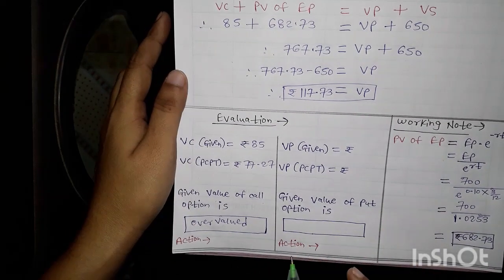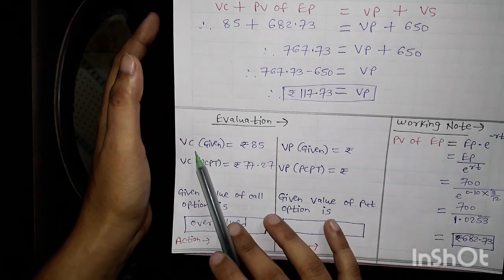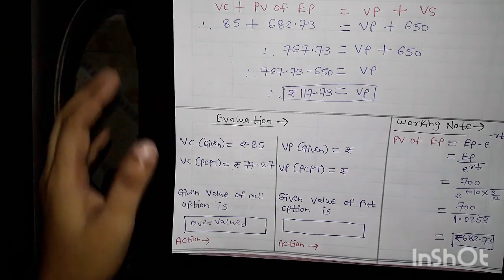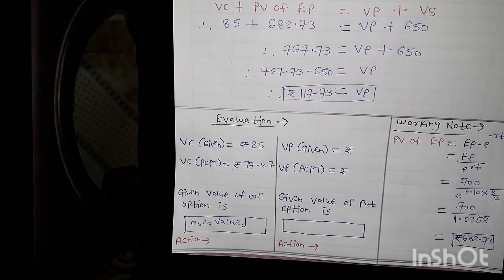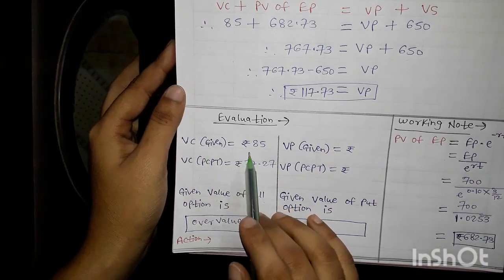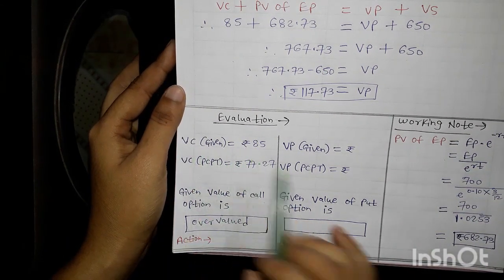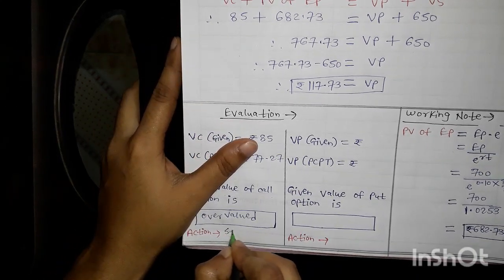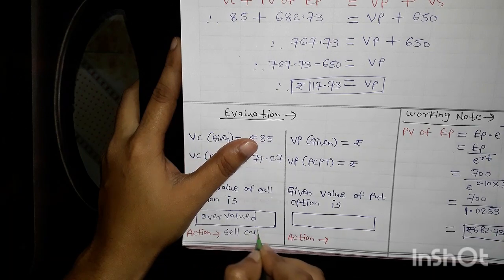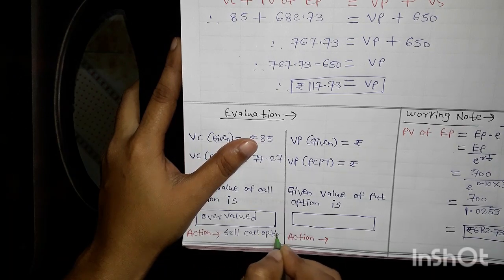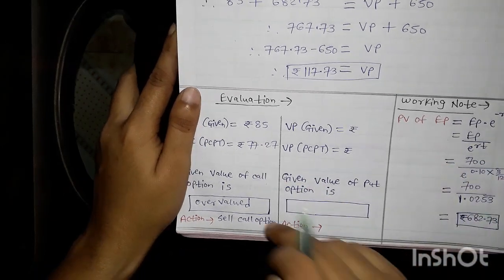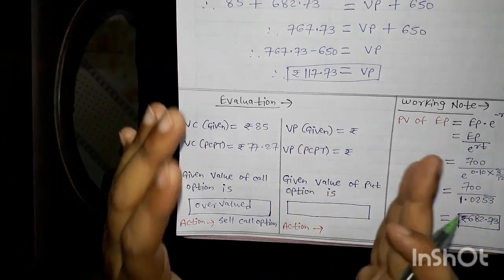Now what would be the action? Okay, what would be the action? See here, value of a call 85 is given but it should be 77.27. So what our action will be, we have to decide here. See, the value of call given is more. Okay, so value of a call is overpriced, so we will sell the call option. Okay, sell the call option, because in future it would be less, so at that time we will purchase it. Now we are going to sell the call option because the value of call is overvalued.